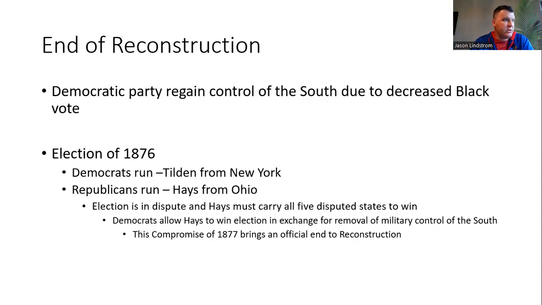In exchange for this, the Democrats agree to it if military Reconstruction is ended. And so we've removed military control from the South, and the Compromise of 1877 brings an official end to Reconstruction. And we move into the period of Jim Crow that's going to last from 1877 to 1954.